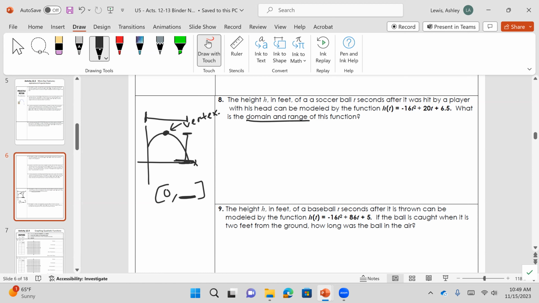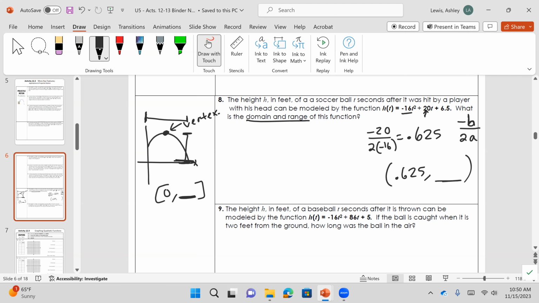So let's go ahead and find the vertex. To find the vertex, we use this equation, -b over 2a. This is my b value right here, so I'm going to put -20 over 2 times my a value, which is -16. If you put this in your calculator, what do you get? 0.625, I'll take it. That is the number of seconds it takes for the ball to reach the maximum height. That's the first value in my vertex.